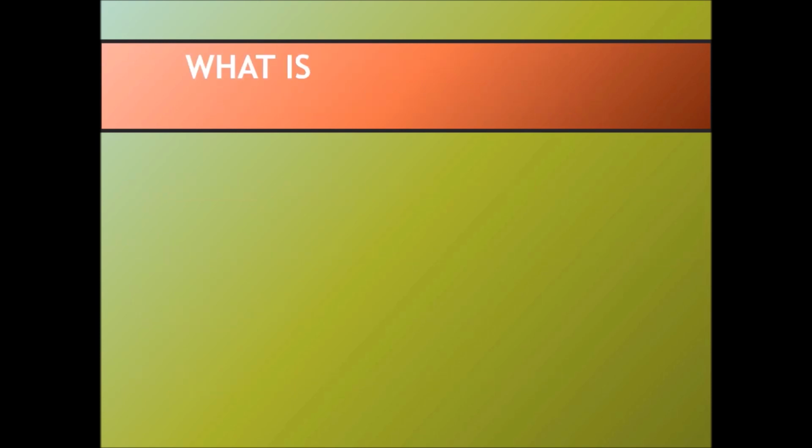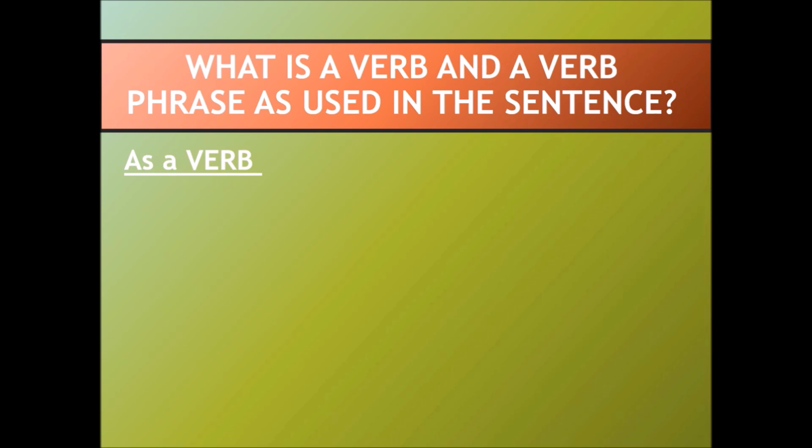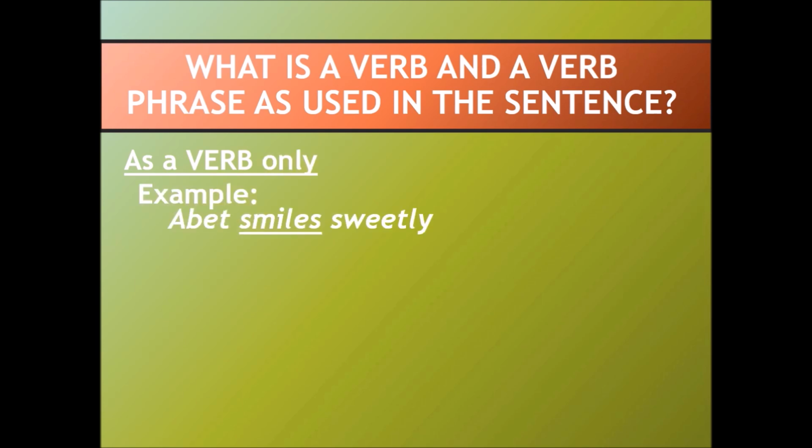This time, what is a verb and a verb phrase as used in the sentence? As a verb only, example: Abed smiles sweetly. So the verb there is smiles. It's just a single word.